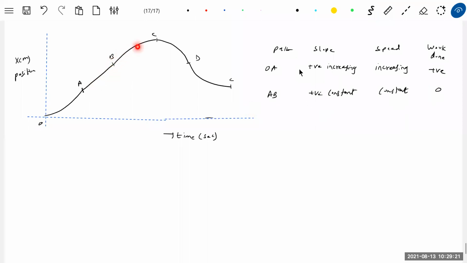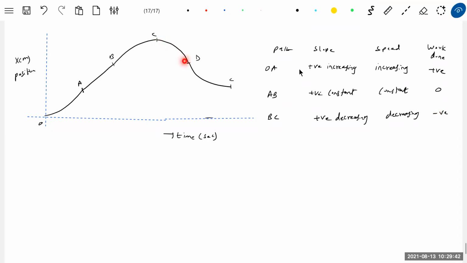Then here the slope decreases. Path BC. Slope is positive but decreasing. So speed is decreasing. Speed decreases, kinetic energy decreases. Work done negative. Till here fine.